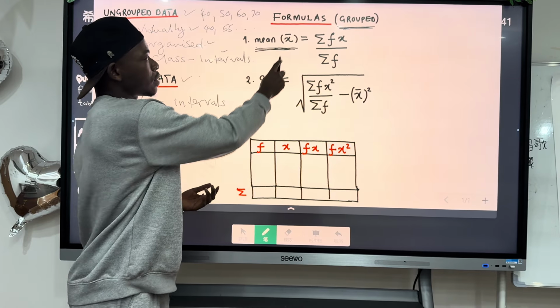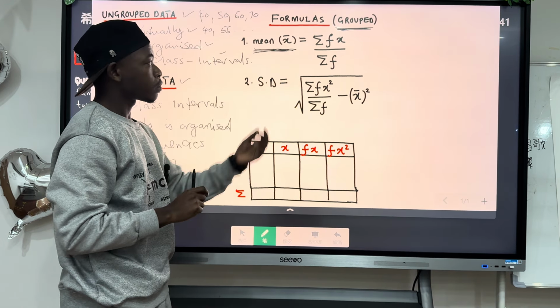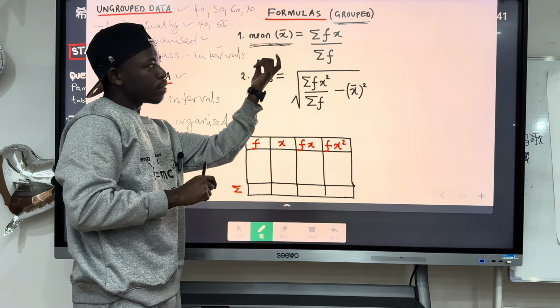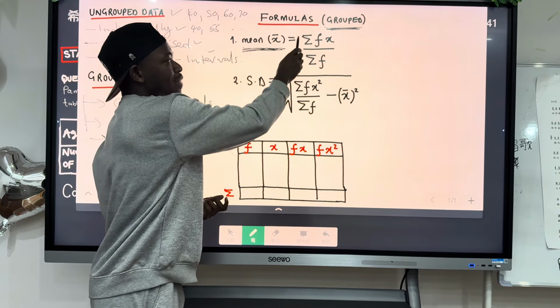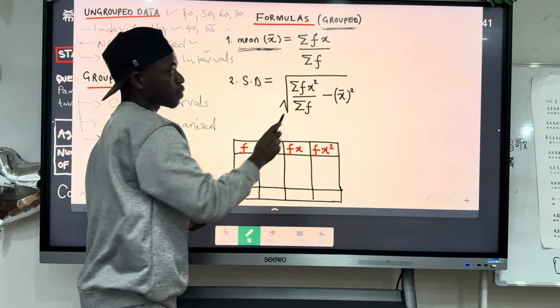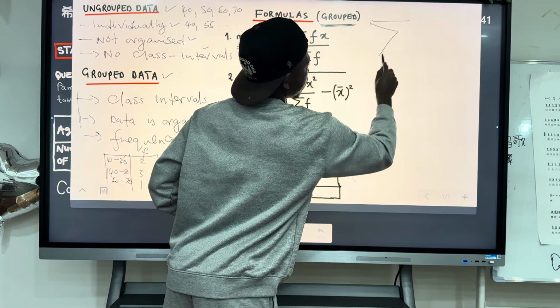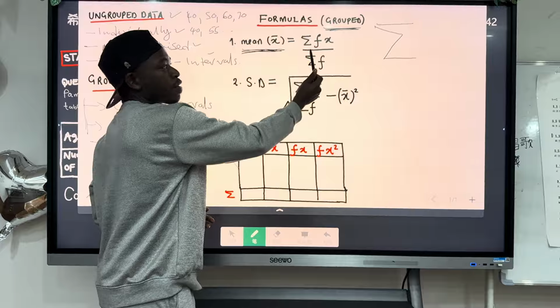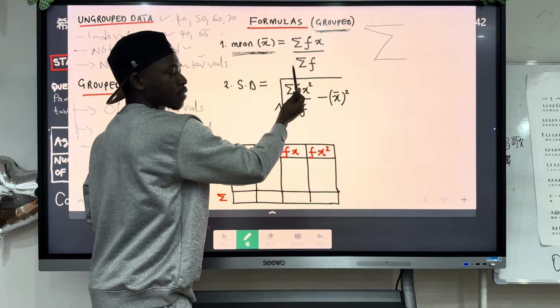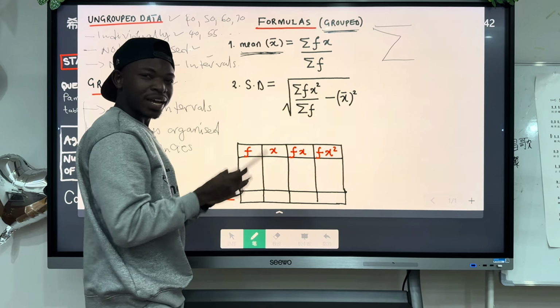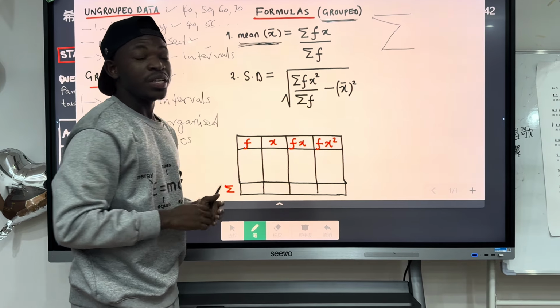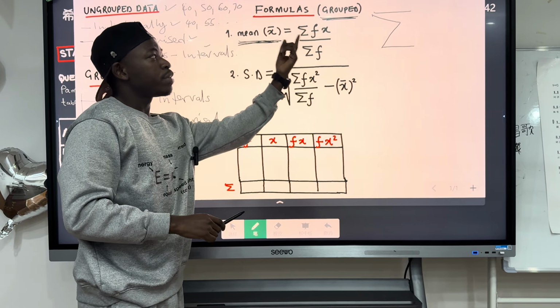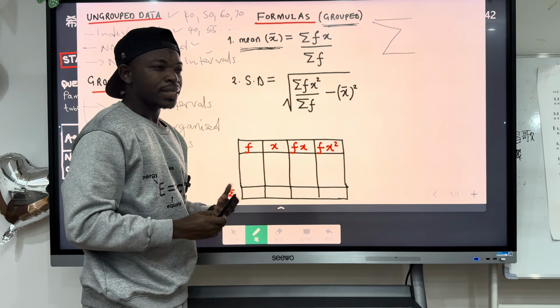So the mean, this is the symbol x with a bar there, so x bar. So mean is simply equal to the summation. This symbol means summation, means the sum. We're taking the sum. So the summation of fx divided by the summation of f. So to find the mean, this is the formula that we need to use. Mean is equal to summation of fx divided by summation of f.